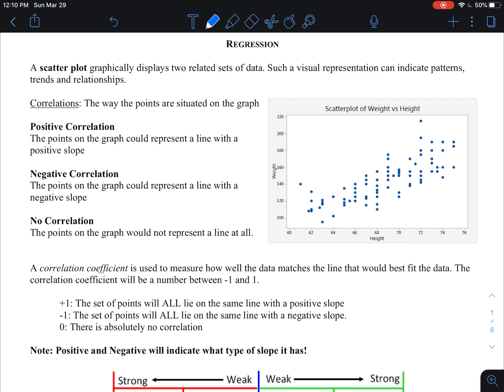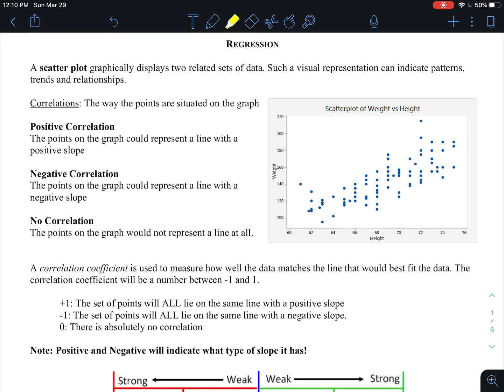And what a scatter plot is, it's just a graphical display of data comparing two related sets of data. So we look at scatter plots to see if there's any pattern or trend or relationship between the sets of data. Now, when we talk about correlation, it's the way that points are situated on the graph. So are they related in a positive way?